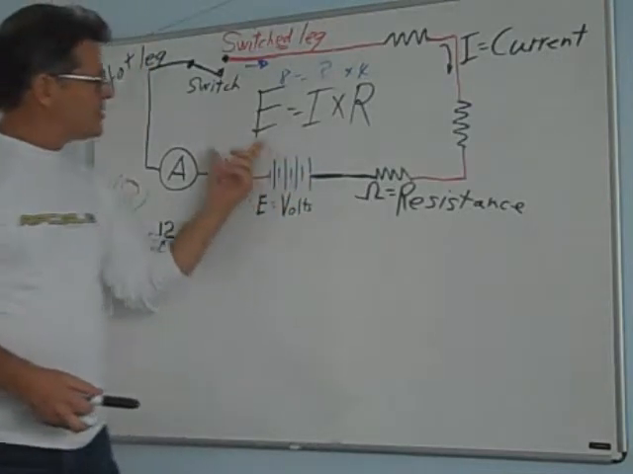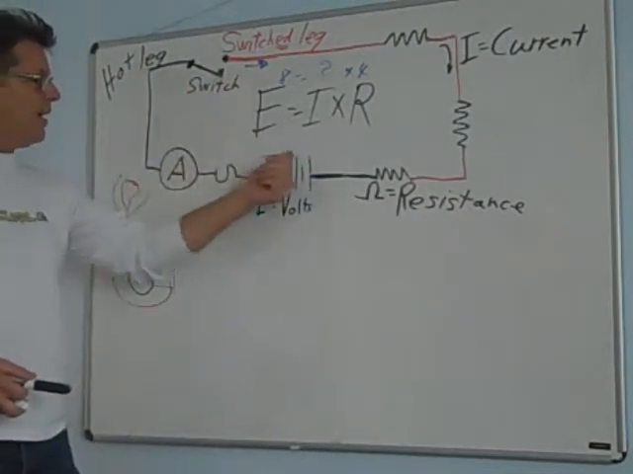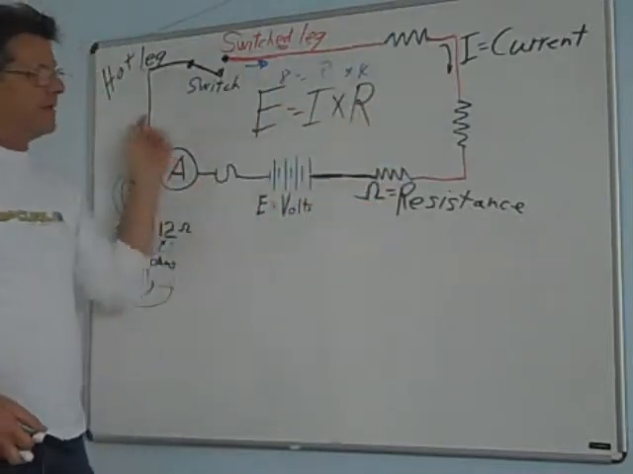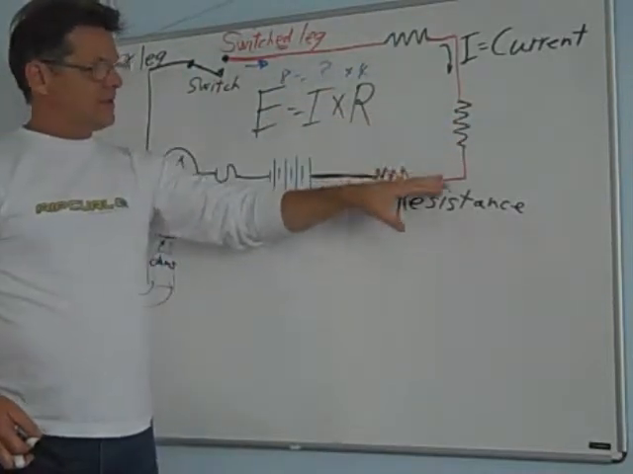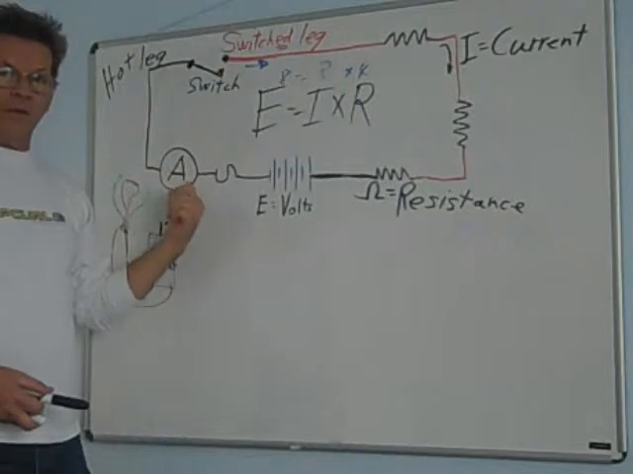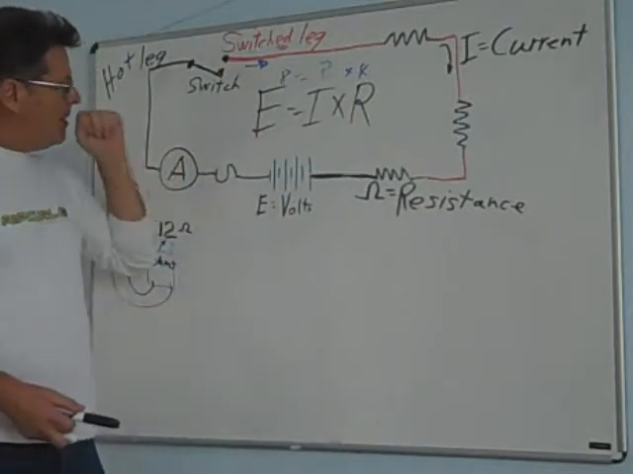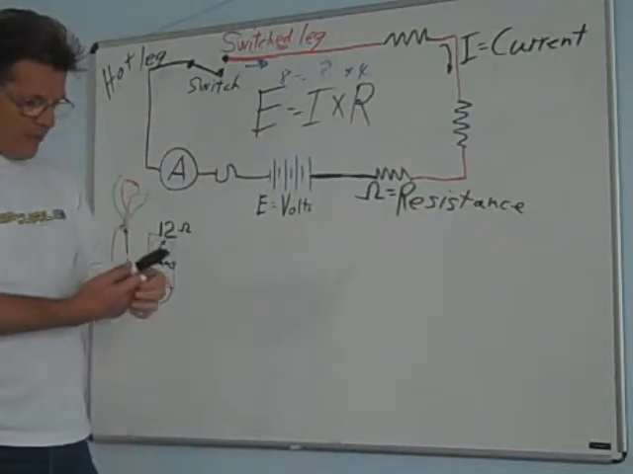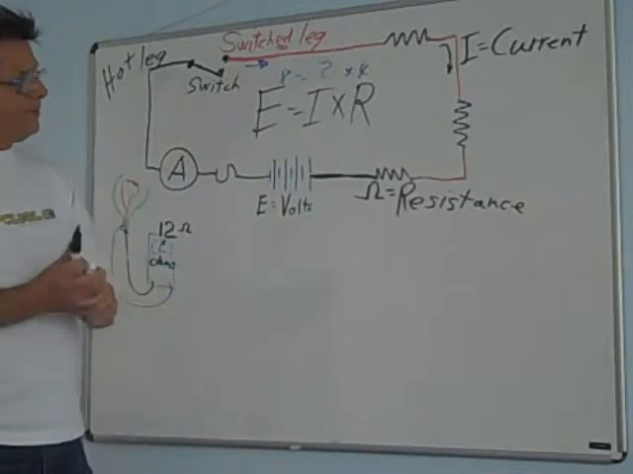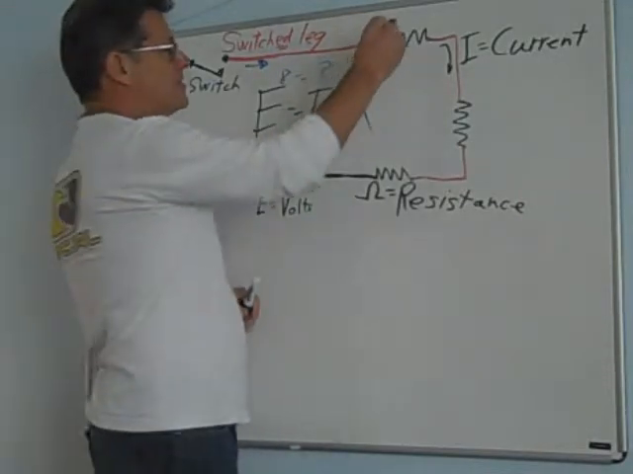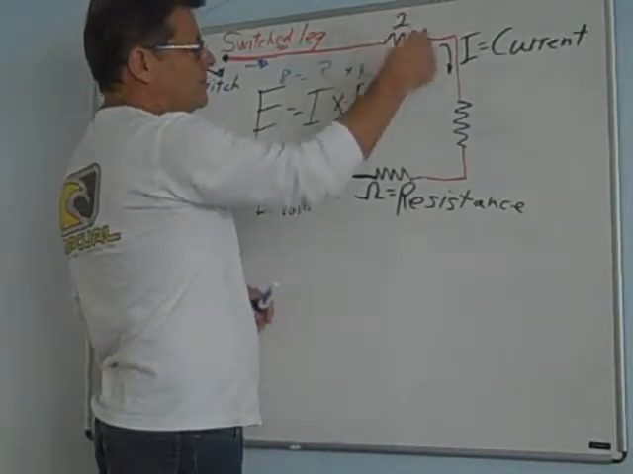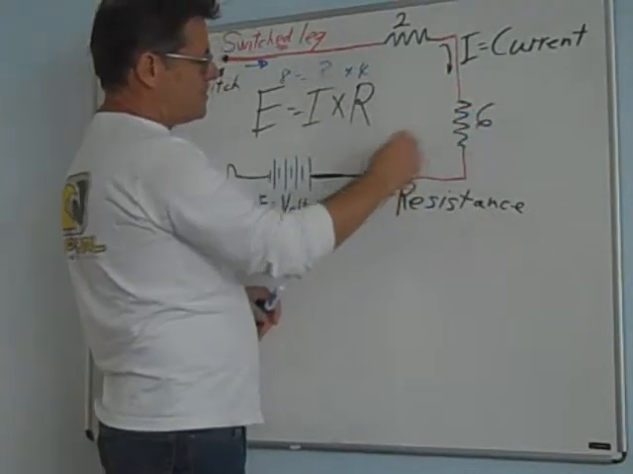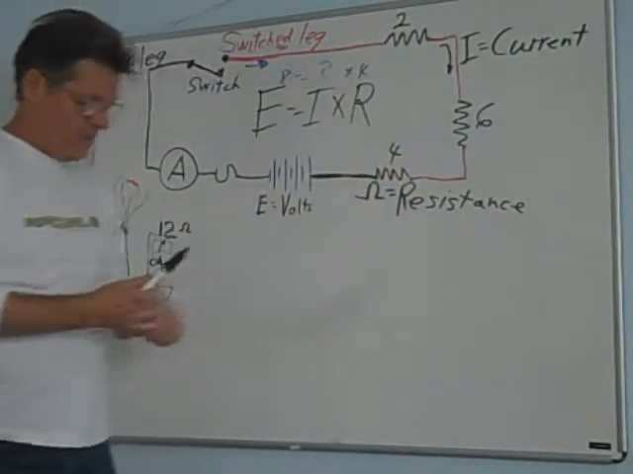Our whole goal is to figure out, before I turn the switch on, how much current is going to flow in this circuit. Can these resistors, can these things handle the current that we're going to flow? Excuse me, before I turn it on. So, let's say I had a resistor here of 2 ohms, and a resistor here of 6 ohms, a resistor here of 4 ohms, right?